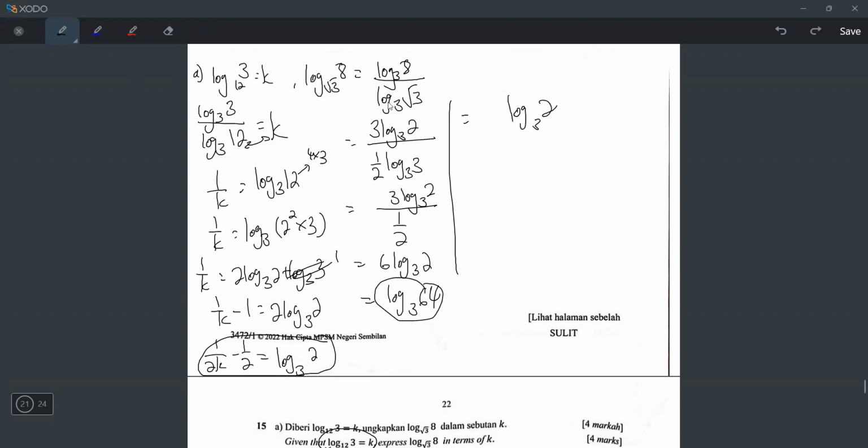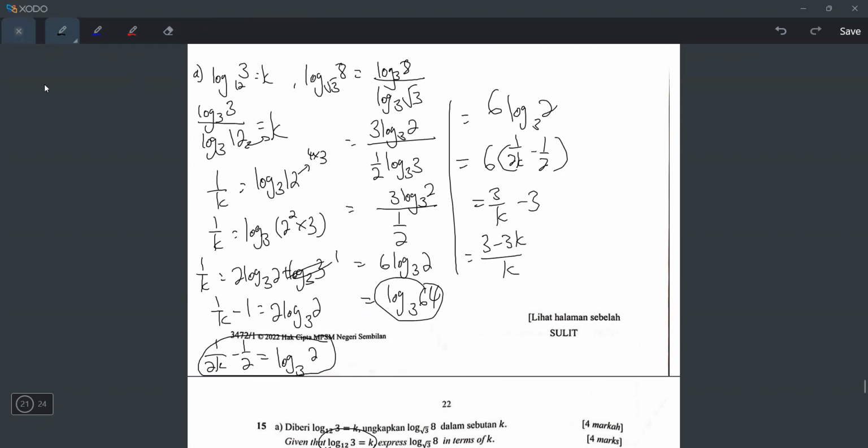And then the 6 I can put in front. And then now it will be 6 log 2 base 3, which I can replace with this: 1 over 2k minus 1 over 2. So it will be 3 over k minus 3. Okay, so this is the answer. Or you want to change to single fraction also can: 3 minus 3k over k.